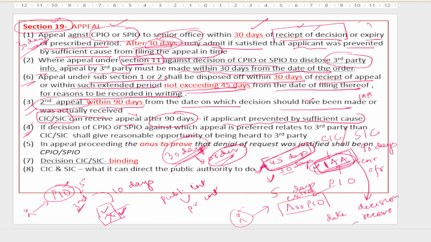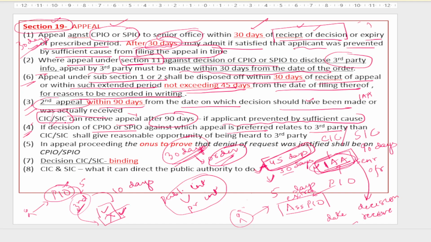Then subsection 4 of this section 19 says, if the decision of the PIO against which the appeal is preferred relates to third party information. So suppose the PIO decides to disclose the third party information against the representation made by the third party. The third party said don't disclose the information, but the PIO decides to disclose it because the PIO thinks that public interest outweighs the harm to protected interest. So the third party appeals before the first appellate authority.